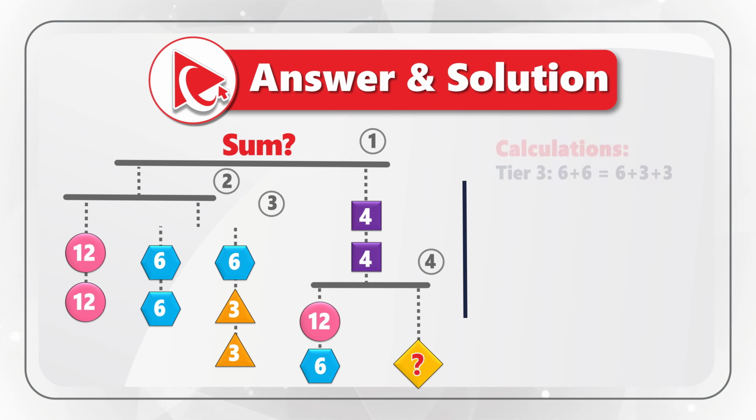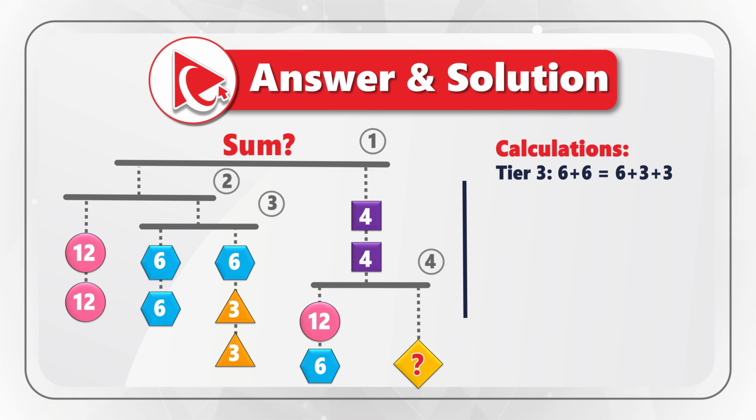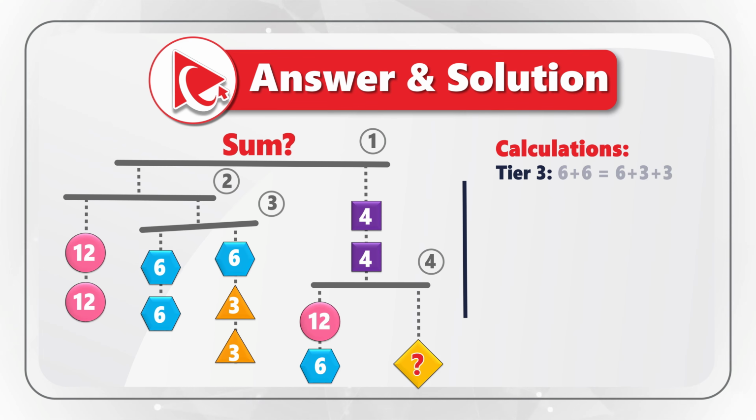Let's look closely at Tier 3 to better understand how this tier remains in balance. As I already mentioned, each tier remains in balance because the numbers are equal on both sides. So on the left of Tier 3, we have 2 hexagons with total value of 12. On the right of Tier 3, we have a hexagon, which equals 6, plus 2 triangles, 3 plus 3. So on both sides, the total value is 12. This is why Tier 3 remains in balance.